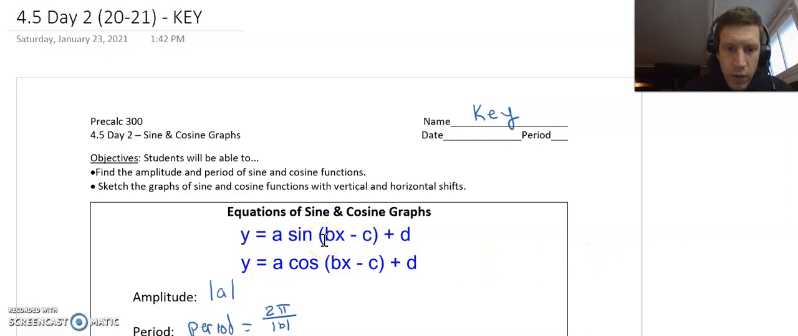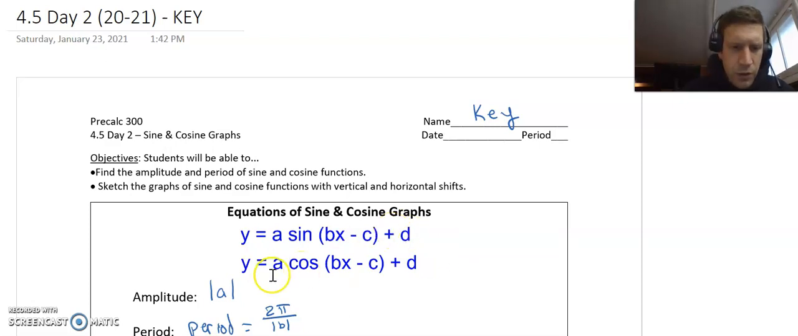So we have a little more complicated version of our sine and cosine equation. Before we just had a times sine of bx or a times cosine of bx. Now we have this minus c after x inside the parentheses, and then we have plus d on the outside. And that's going to be where we'll find information about our shifting. Inside is going to represent horizontal shifting information, and then on the outside, plus or minus d, is going to represent our vertical shifting.